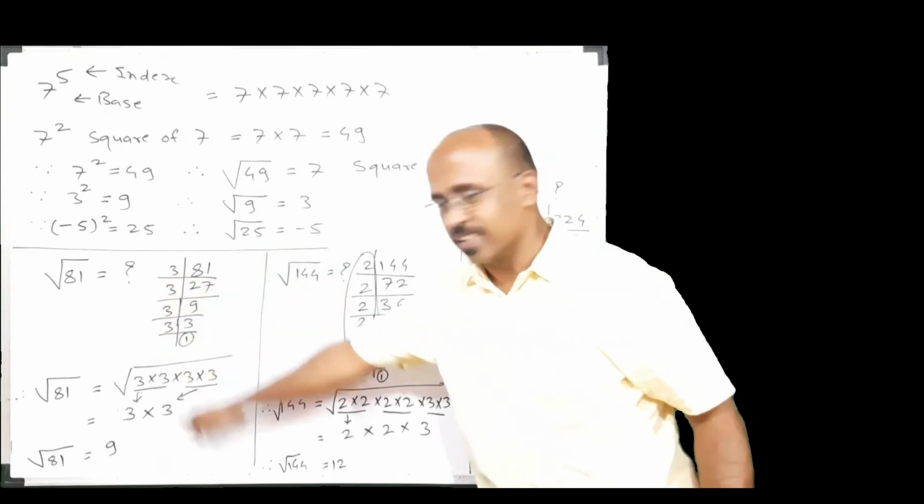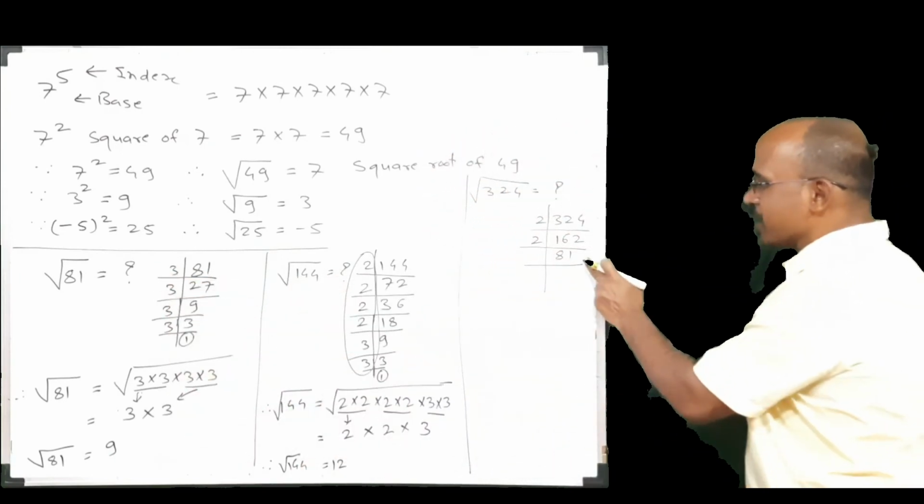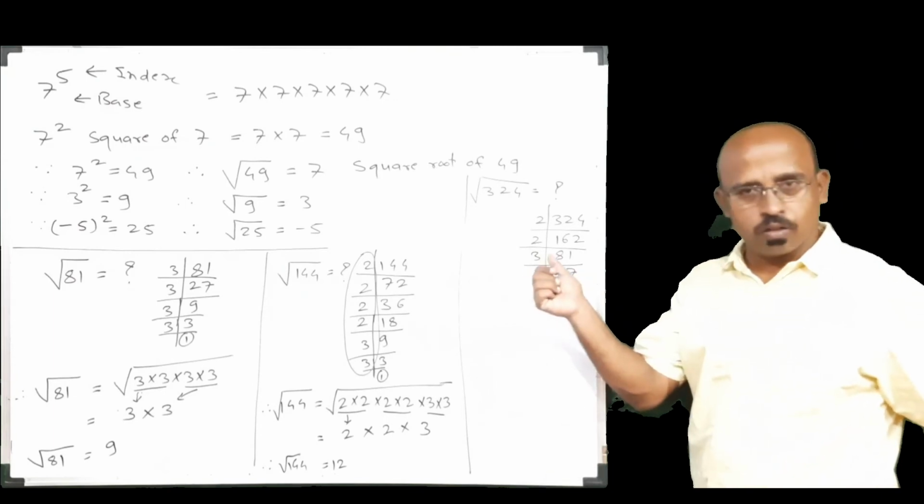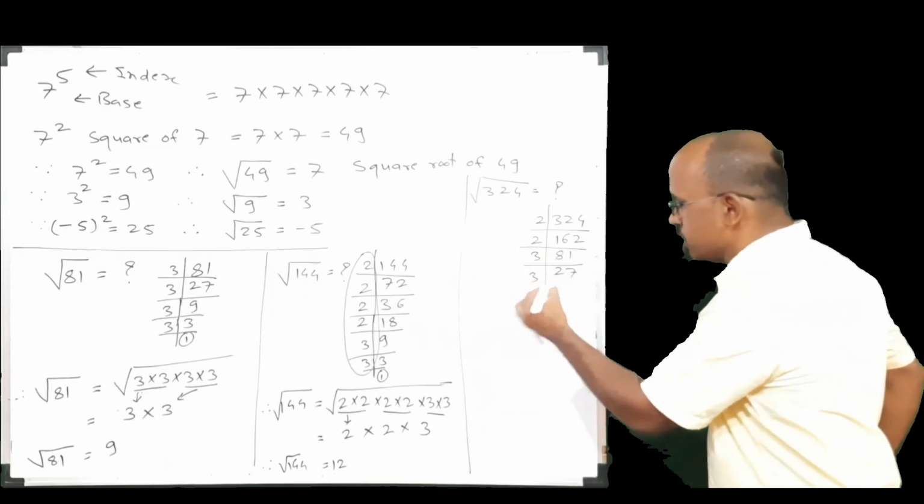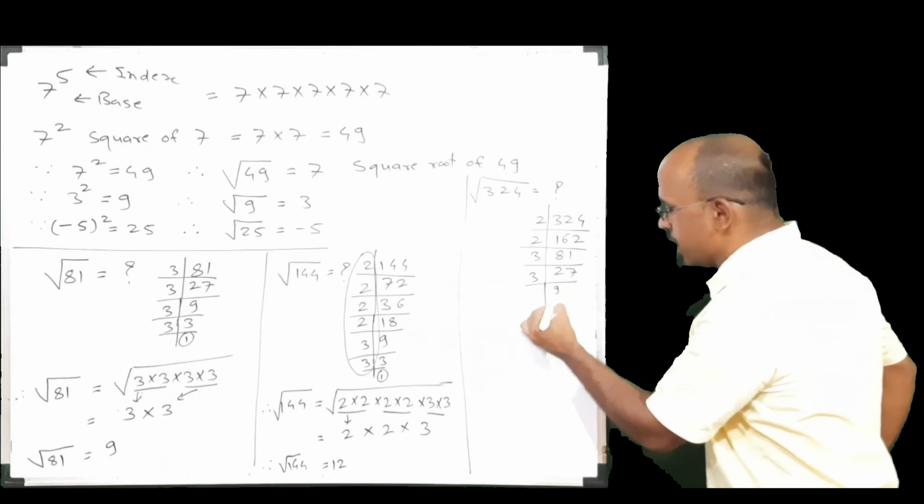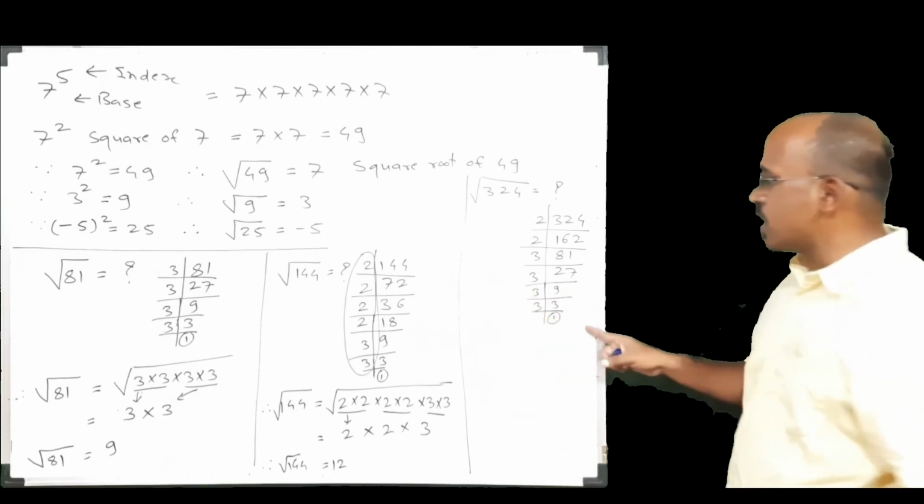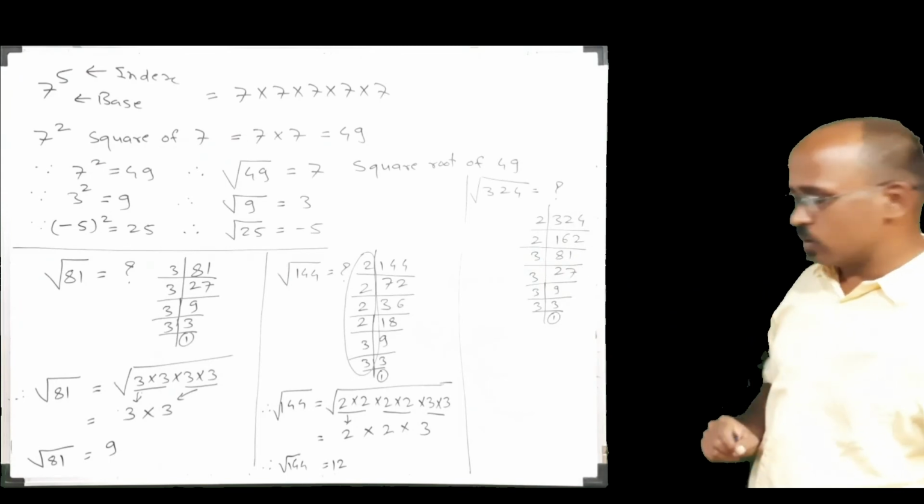We can write directly this, right? So 81 divisible by 3. 3 27s. Okay. 27 divided by 3, 9. 9 divided by 3, 3. 3 divided by 3, 1. So these are the factors of 324.